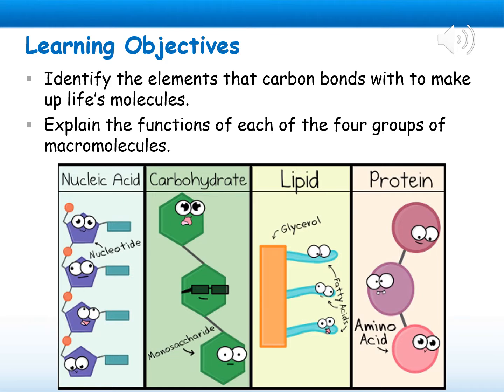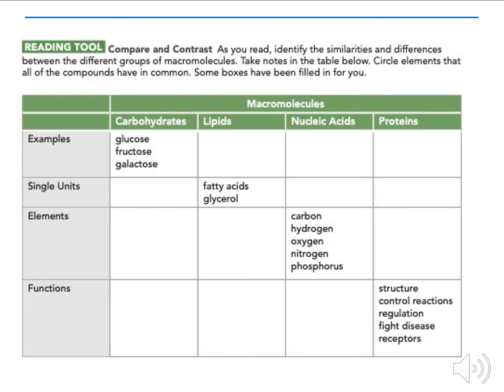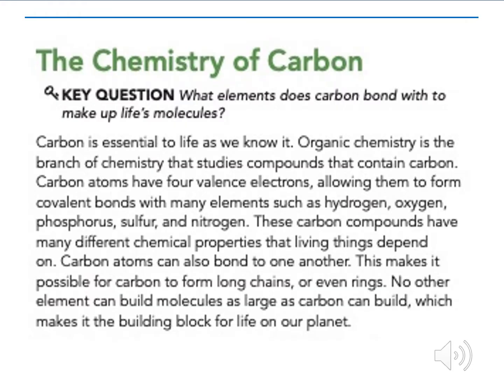The learning objectives for 2.3 are: identify the elements that carbon bonds with to make up life's molecules, and explain the functions of each of the 4 groups of macromolecules. As you go through the PowerPoint and read the section in the book, this is a good way to organize the content in this section in a graphic organizer. As you go along, try to think how you would fill in the graphic organizer.